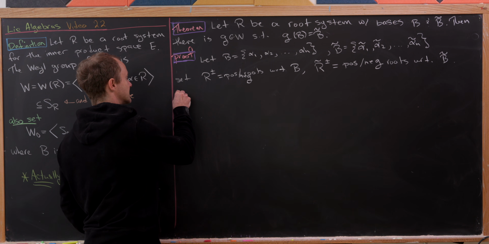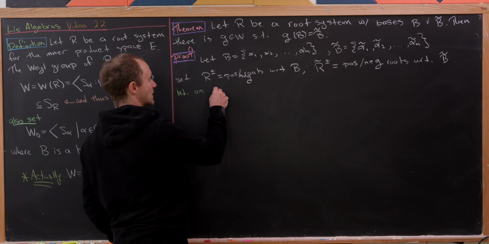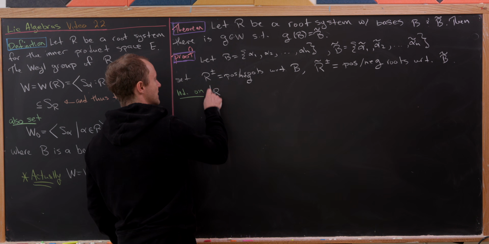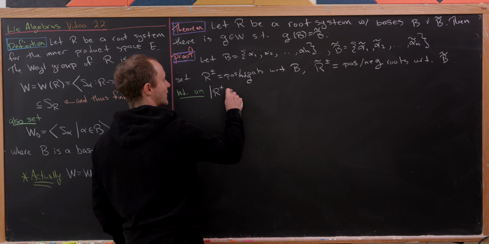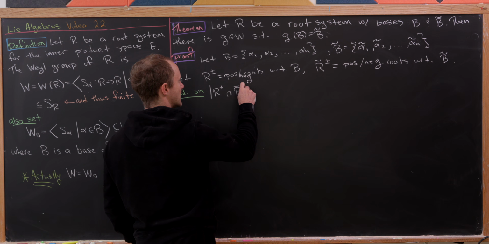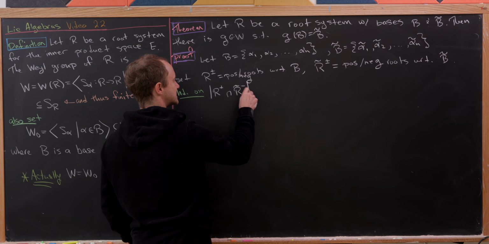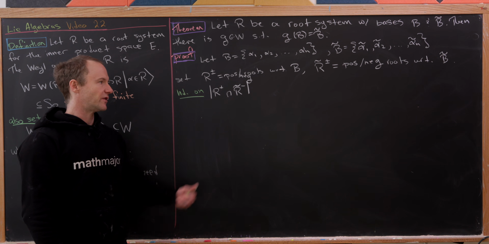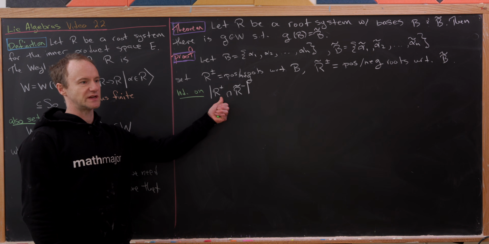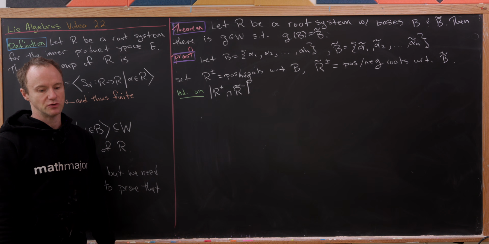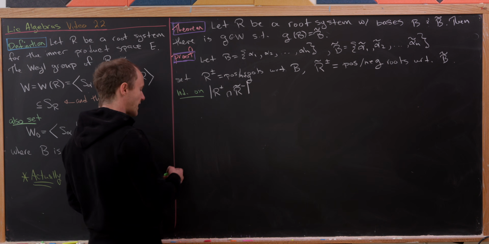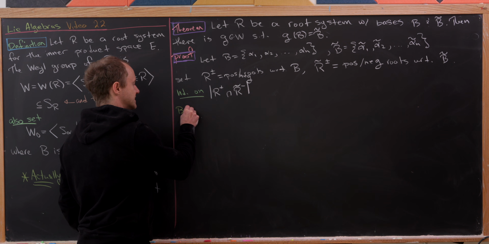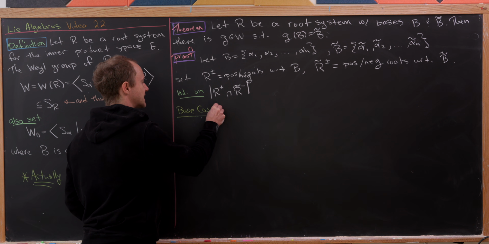And now we're going to do induction, and the induction is going to be on some strange number, and that number is going to be the cardinality, or the size, of R plus intersected with R tilde minus. So it's going to be the number of things that are positive roots in one that are negative roots with respect to another basis. Okay, so of course we're going to need a base case here, and the base case is going to be if this is an empty intersection.